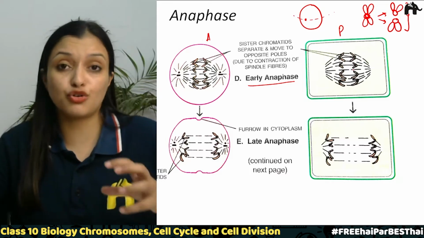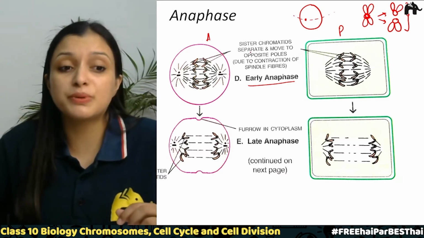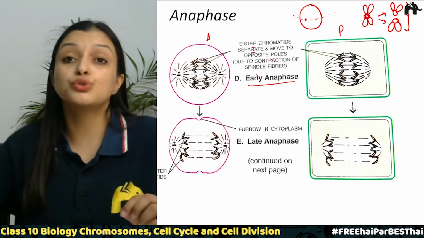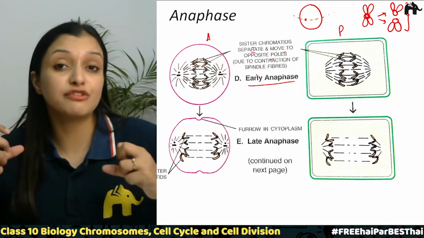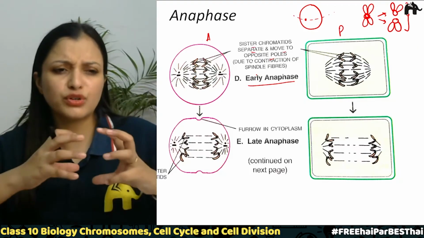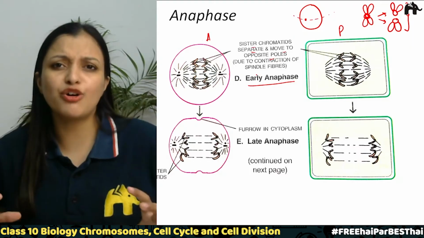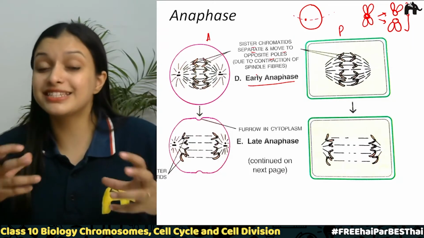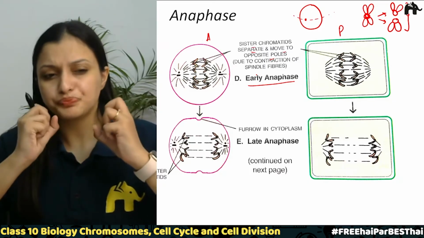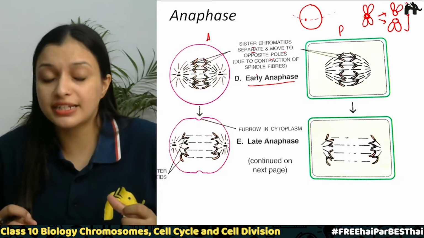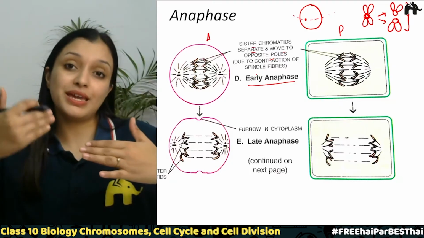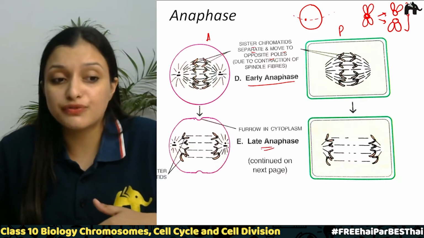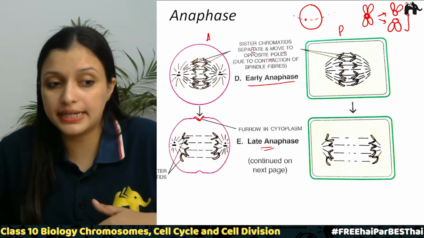As we can see here, the same is with the plant cell, right? The same is happening, the contraction of the spindle fibers. So the sister chromatids separate and move to the opposite poles due to the contraction of the spindle fibers. So what is the reason for this splitting of the sister chromatids in anaphase? It is because first the centromere divides, and secondly these spindle fibers start contracting. Now as this phase moves on and we reach the late anaphase, this furrow starts building up, right?